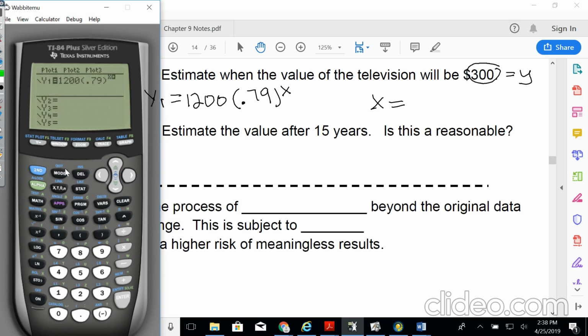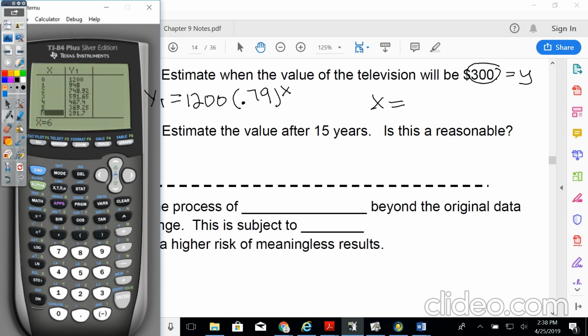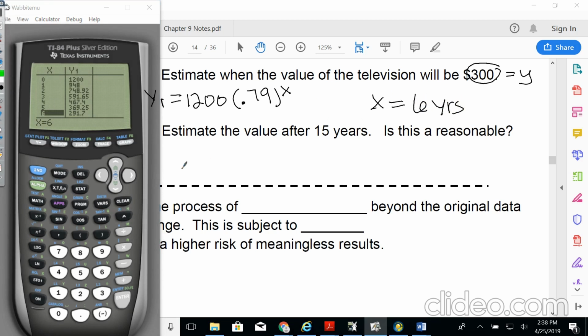Use x here, and you use the graph. So go until the number is below 300. So right here is when it starts getting under 300. So we would say that this one is 6 years. We will find it more exactly once we learn how to solve, but right now we're just estimating.